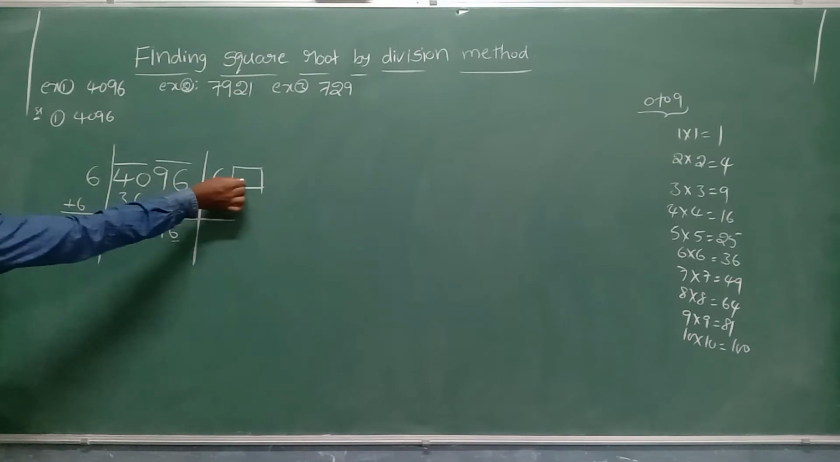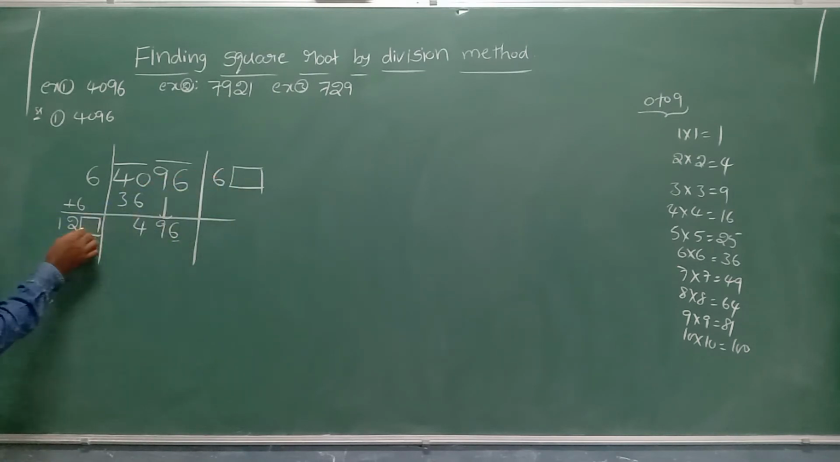First let me check with 4 4. If I write 4 here, here also 4. We write 4 here.